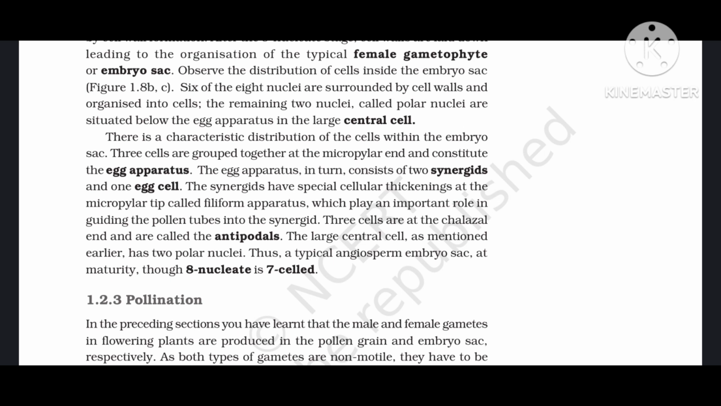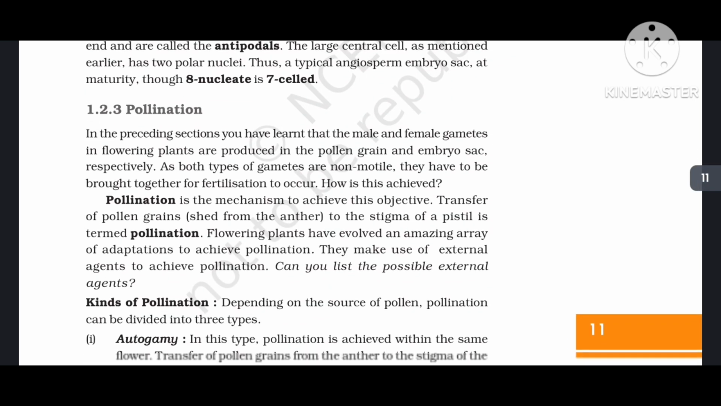Transfer of pollen grains from the anther to the stigma of a pistil is termed pollination. Flowering plants have evolved an amazing array of adaptations to achieve pollination. They make use of external agents to achieve pollination. Can you list the possible external agents?